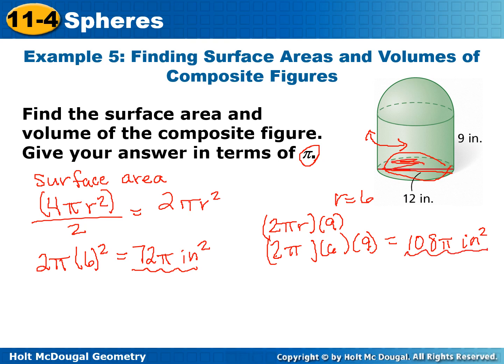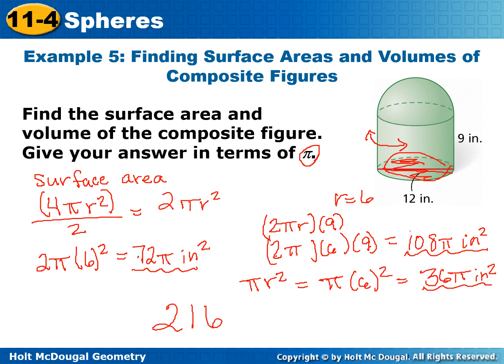And now we need that base, which is just a circle, so we want the area, pi r squared. That's going to be pi times 6 squared, which gives us 36 pi inches squared. So we're going to add up these three numbers, 72, 108, and 36, and that's going to give us the total surface area of 216 pi inches squared.